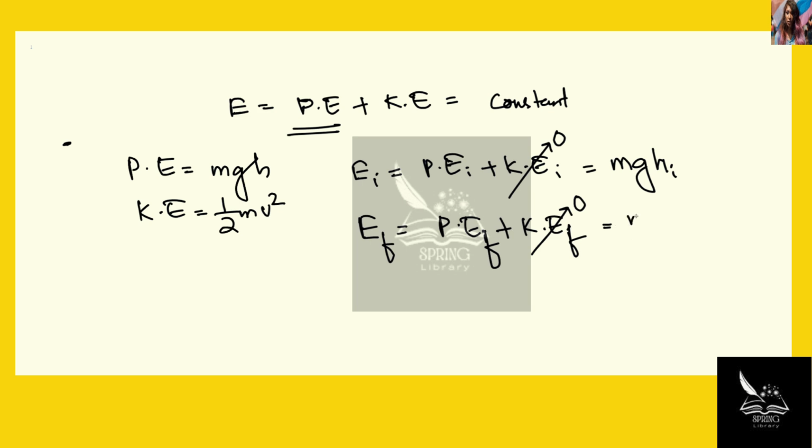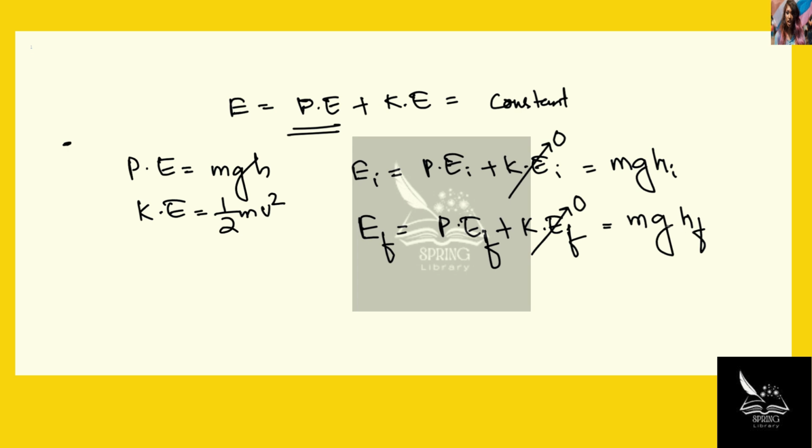Therefore, the total energy will then be equal to mass times acceleration due to gravity times the final height. So hi is the height of the ball from where it was dropped, and hf is the height of the ball after it has bounced. So the ball has bounced to a new height, and this is that height.